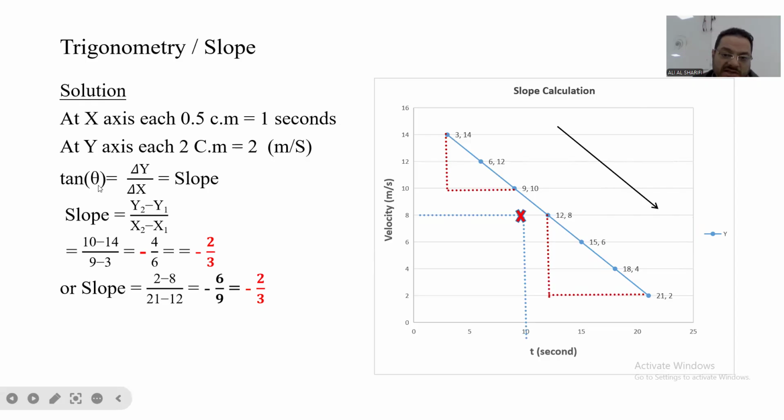Okay, slope. Here, why we have a negative slope result is important. Let me work on this triangle to apply the tan theta formula. Tan theta here between 14 and 10 at the y-axis, at the velocity. Here 10 is V2, not 14. 14 is V1, 10 is V2. Here 8 is V1, and 2, I mean, is V2.